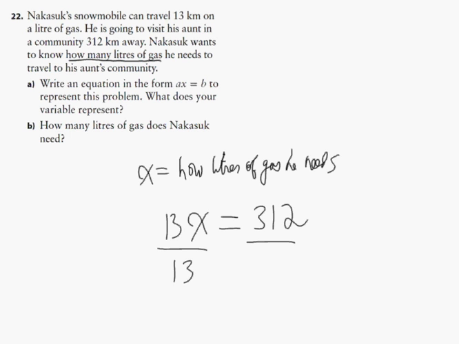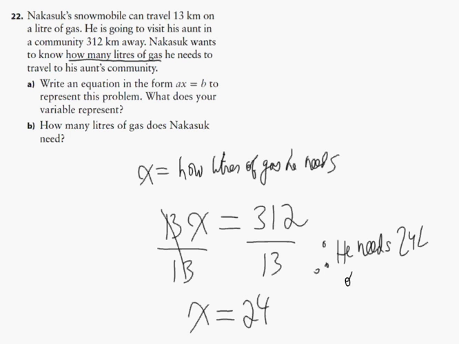So when you isolate the variable by dividing both sides by 13, you get x equals 24, and therefore he needs 24 liters of gas to go to Auntie's house.